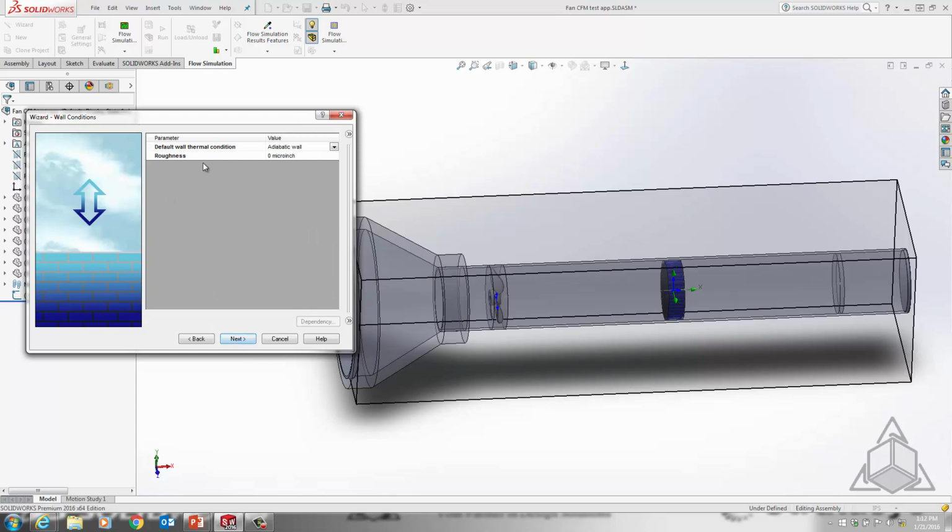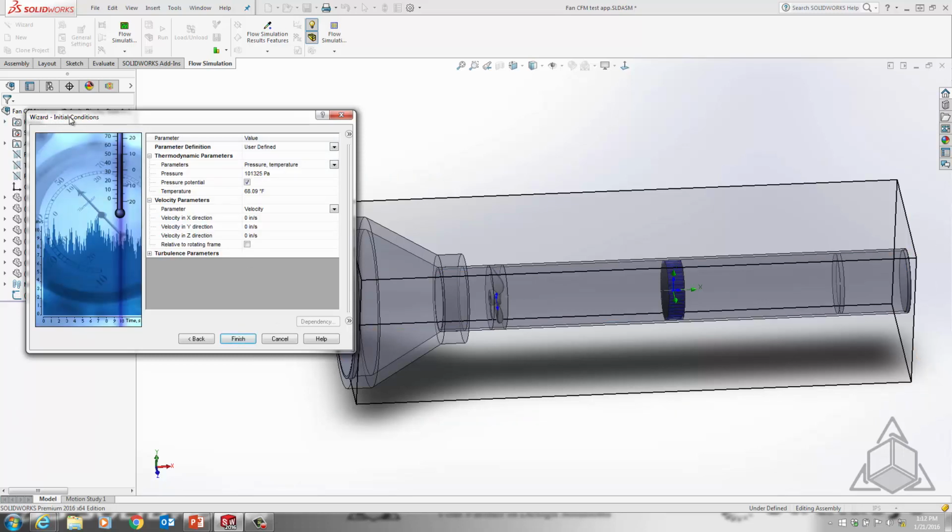Next, I just have an adiabatic wall. I'm not going to consider any type of wall roughness, although if you do know these values, it might be good to set up, because again, it can change your velocity or the pressure buildup in your system.